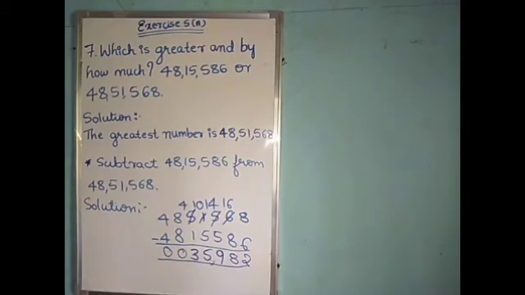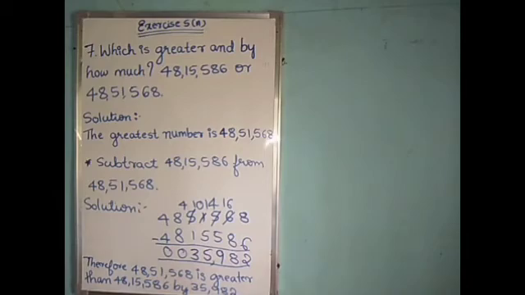So the answer is 35,982. Therefore, 48,51,568 is greater than 48,15,586 by 35,982.